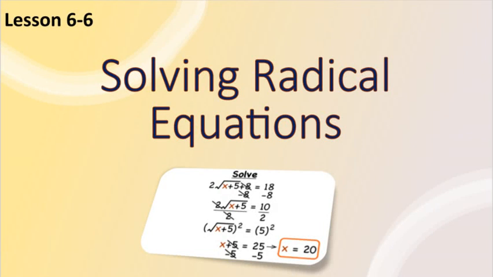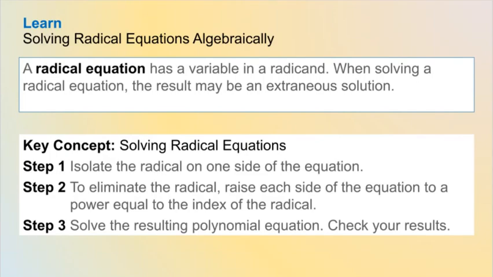Lesson 6-6, Solving Radical Equations. A radical equation has a variable in a radicand. When solving a radical equation, the result may be an extraneous solution, which just means that you could get a solution, but if you put it back into the original problem, it will not make sense.